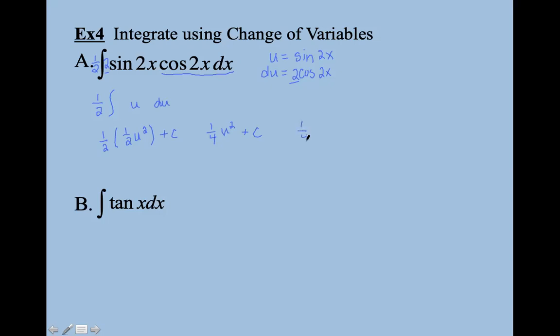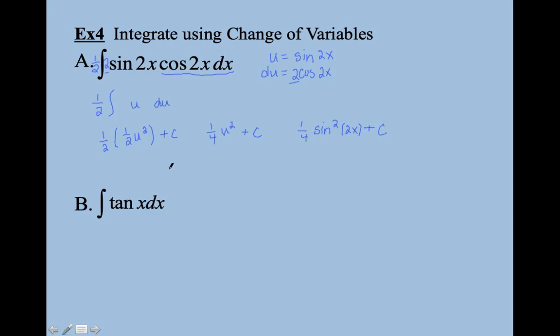So I end up with 1/4 sine of 2x squared, which, usually when sine is squared, they put the squared in the middle. So sine squared of 2x plus c. And again, remember, you can check your work by taking the derivatives, right?